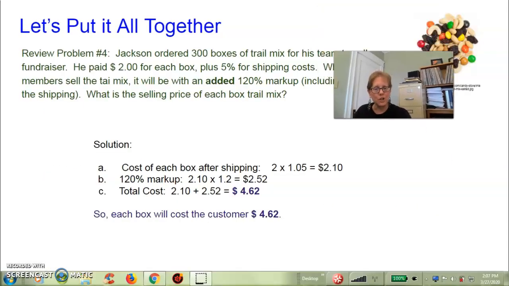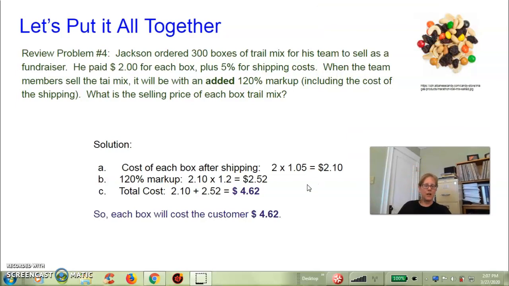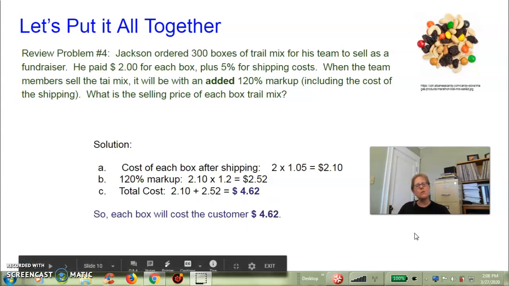Okay, so here's the solution. First of all, I figured out the cost of each box after shipping by doing 105%. Then I did the 120%, because that's going to be my markup. So I multiplied my 210 by 1.2, and that gave me 252. So then for each box, it's going to be $2.10 plus 252. So I got 462. You did not get that? I'd like you to write that down on your paper, like, I didn't quite get that. I don't understand, but I'd also like you to go back and check it out.